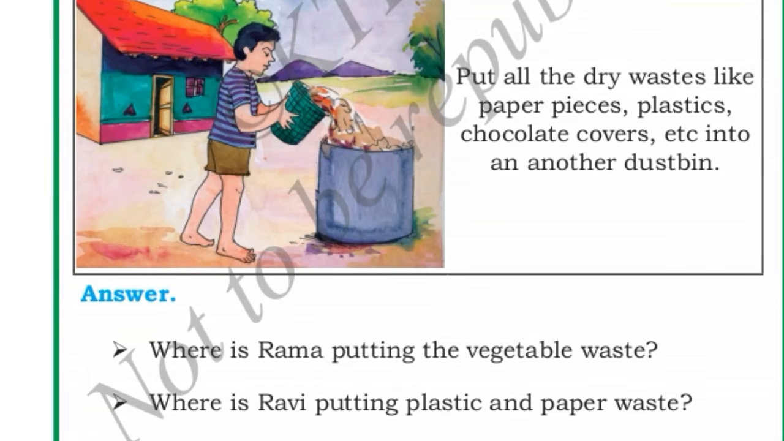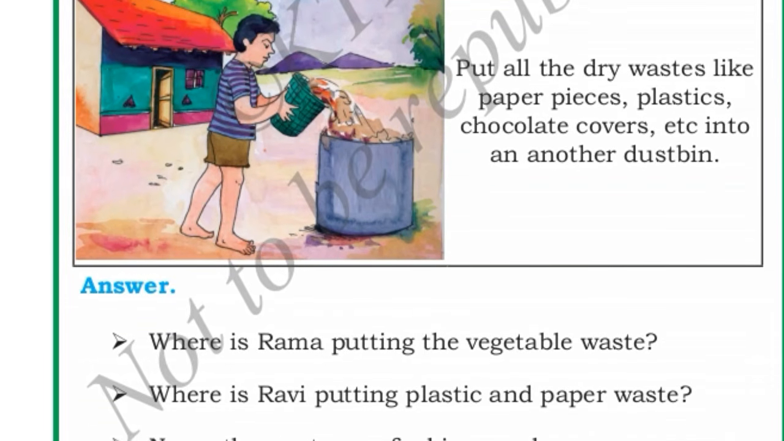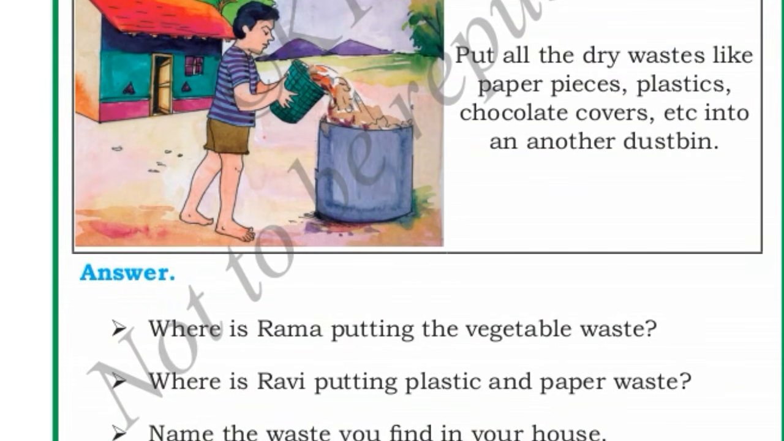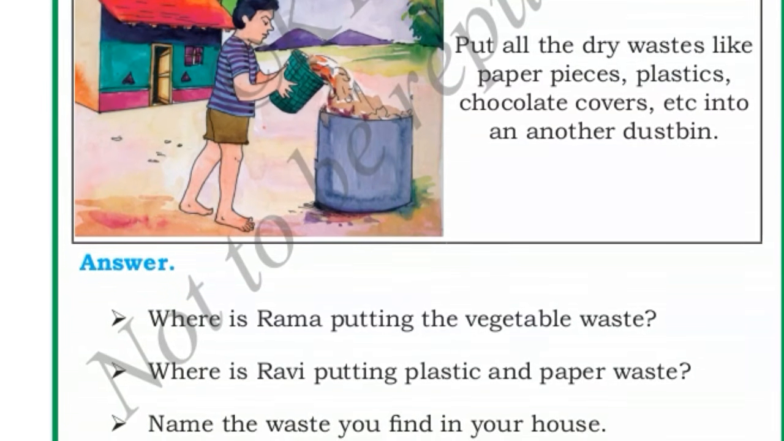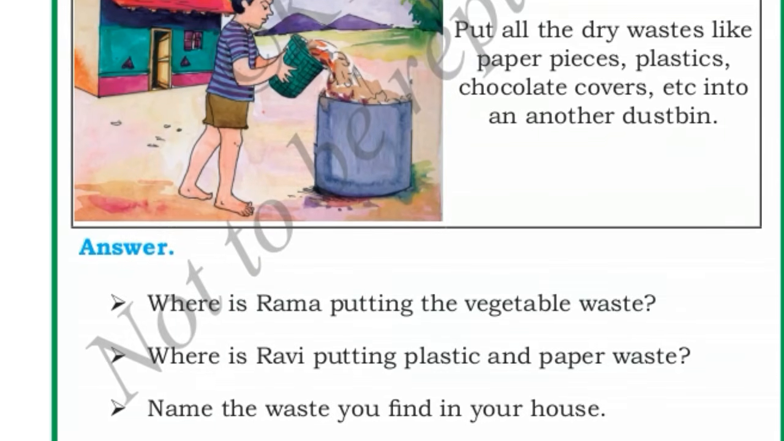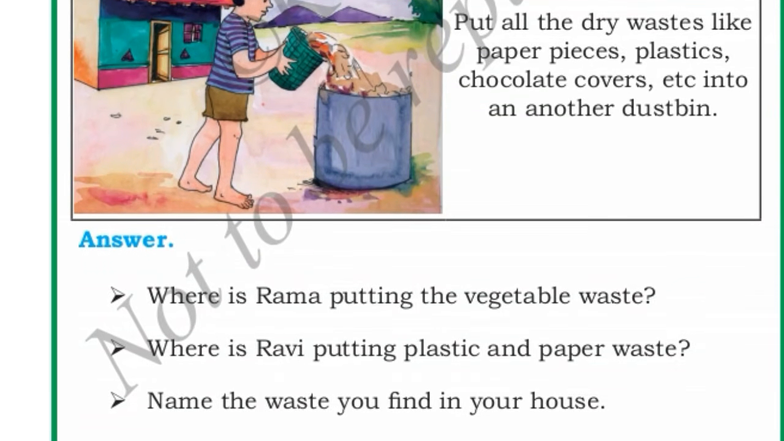Okay. So now tell me, what waste do you find in your home? Children, in your home you also find the peels of fruits, vegetables, plastic, papers, etc., right? So you all also have to put the dry waste and the wet waste separately.